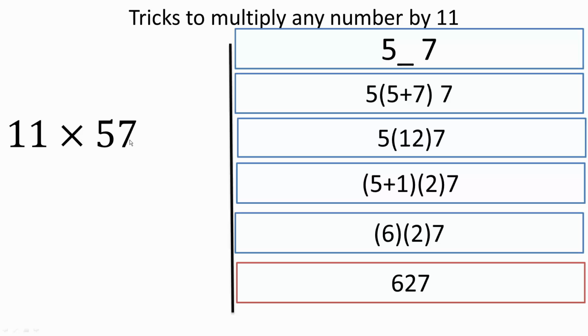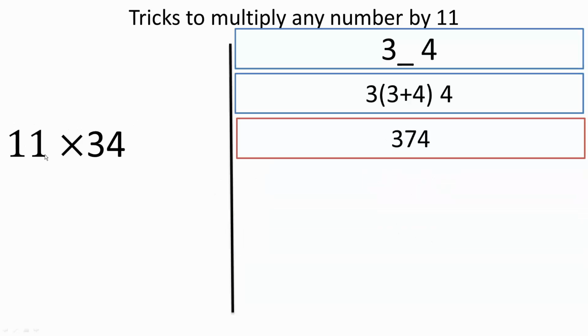11 times 57. So the first thing you need to do is keep the 5 and you keep the 7, and you will have another number. This is 2 digits. This will have to be 3 digits. So then you need to add 5 and 7. 5 plus 7 is 12. It's greater than 10. You carry the 1 over. 5 plus 1 is 6. 2, 7. So 627. 11 times 57 is 627.